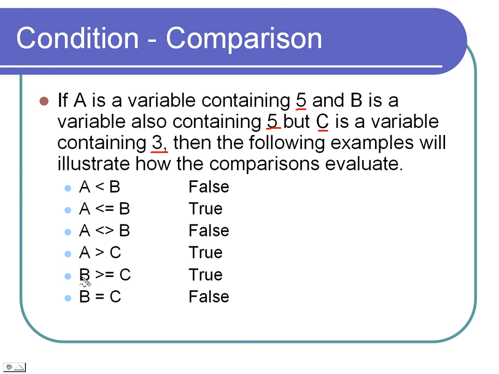How about if A greater than C? That's true. How about if B greater than or equal to C? Well, that's also true because B is greater than C. 5 is greater than 3 since C is 3. How about B equal to C? Well, no, 5 is not equal to 3, so therefore that would be false.